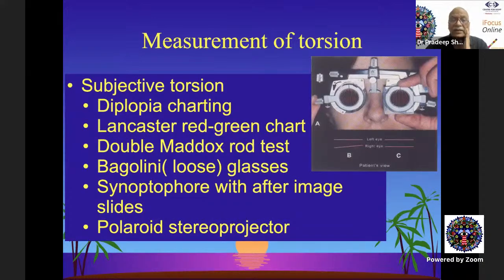So measurement of torsion can also be done subjectively or objectively. We had talked about the objective ways by using the indirect ophthalmoscopy or fundus photography. Now subjectively, you can measure the torsion by using the diplopia charting, Lancaster red-green chart, double Maddox rod as shown in the picture on the side, the Bagolini's loose glasses in front of the two eyes, synoptophore with after image slides, or Polaroid stereo projector for measuring the torsion. Intraoperatively, we can also use the iridograms, or even on the slit lamp, we can take pictures of the iris and let us know the pre and post changes in the torsion.